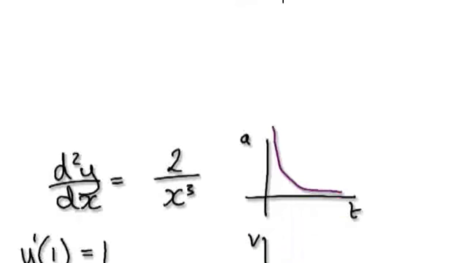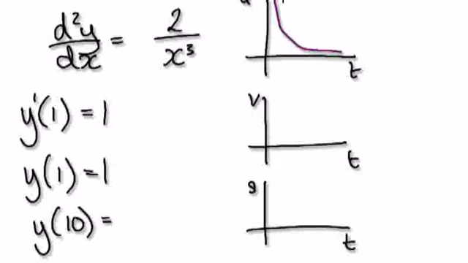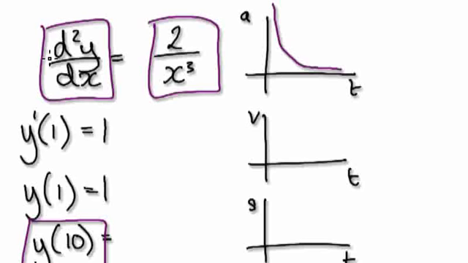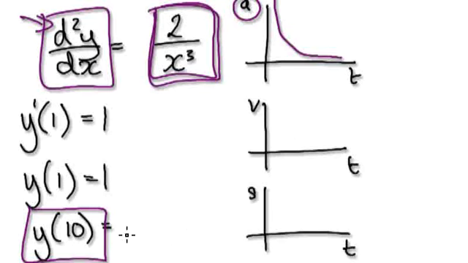Okay, let's give you guys some more practice. So here, given the second derivative equals this thing here, work out y of 10. You can imagine this second derivative as being the acceleration. So given the acceleration, you have to somehow find y.